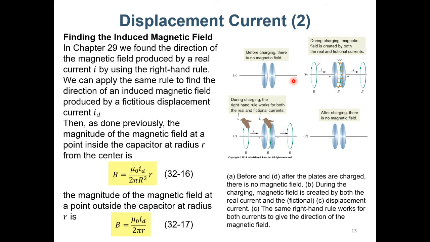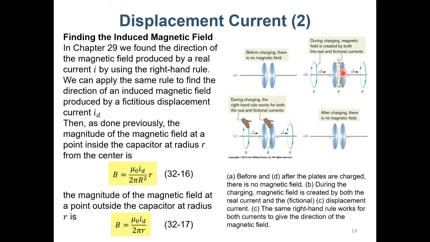For inside the wire, it should be like r over R squared. And for outside the wire, it will be somehow like mu0 I over 2 pi r. And this is the same case for the capacitor case.